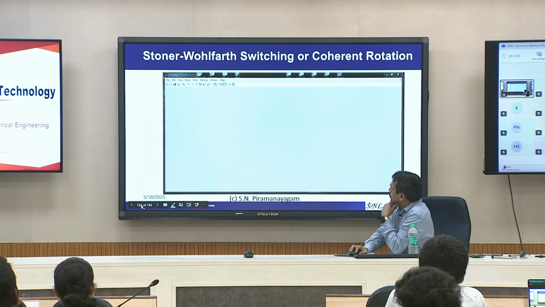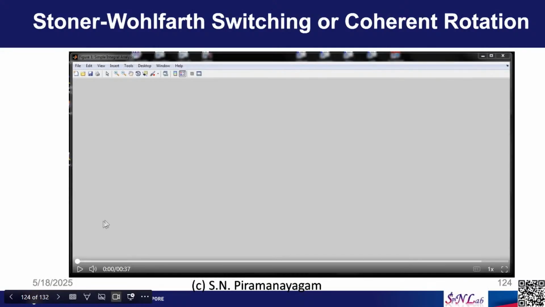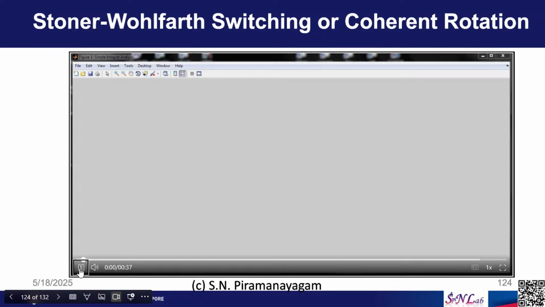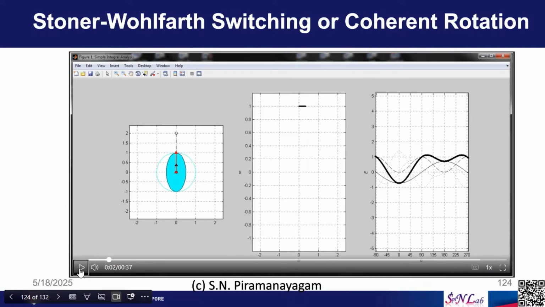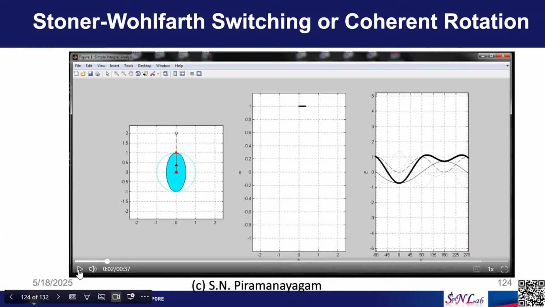Here I tried to show how the switching will happen. This is a video. Many things happen in this picture. Here we have magnetization and the field. Here you will see the energy landscape, and here you will see the hysteresis loop. All aspects of Stoner-Wohlfarth are summarized in this video.